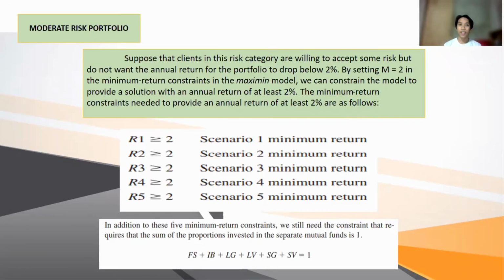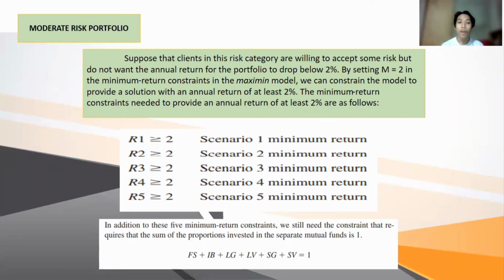Next is the moderate risk portfolio. So this moderate risk portfolio is appropriate for investors with a medium risk tolerance. Also, the moderate risk portfolio suits investors who are willing to accept market volatility for the possibility of receiving returns with a significant margin.